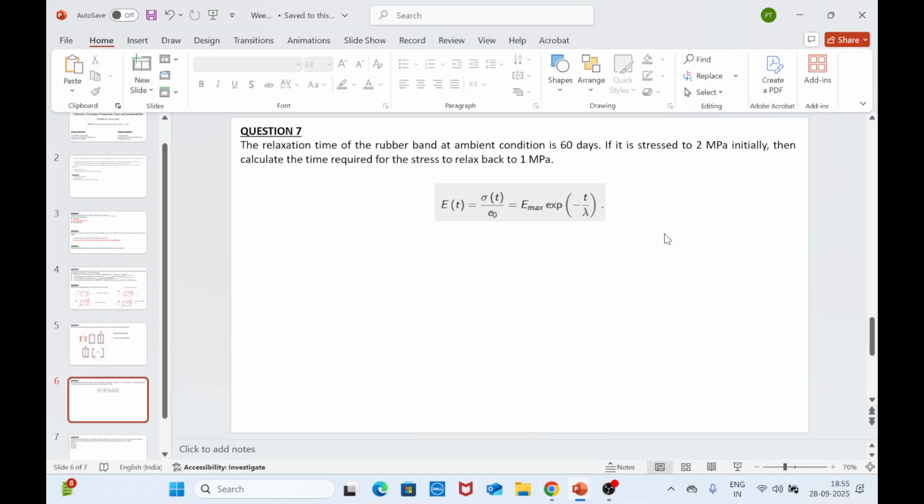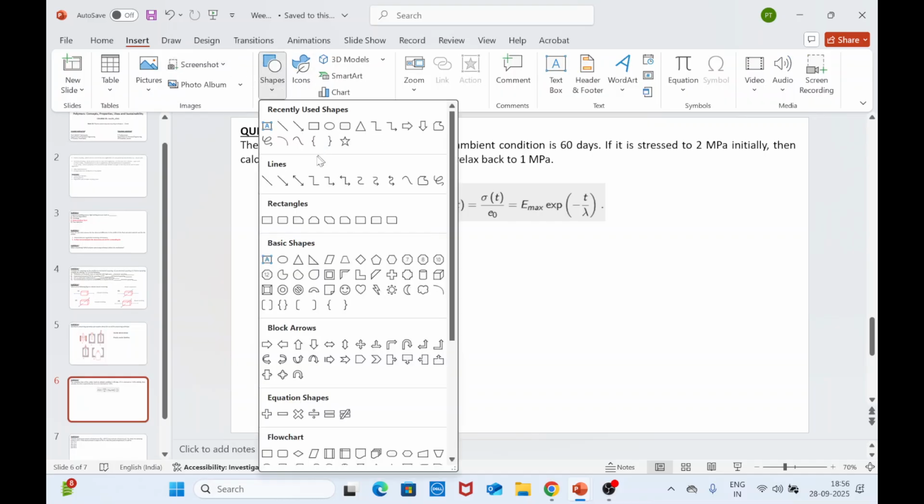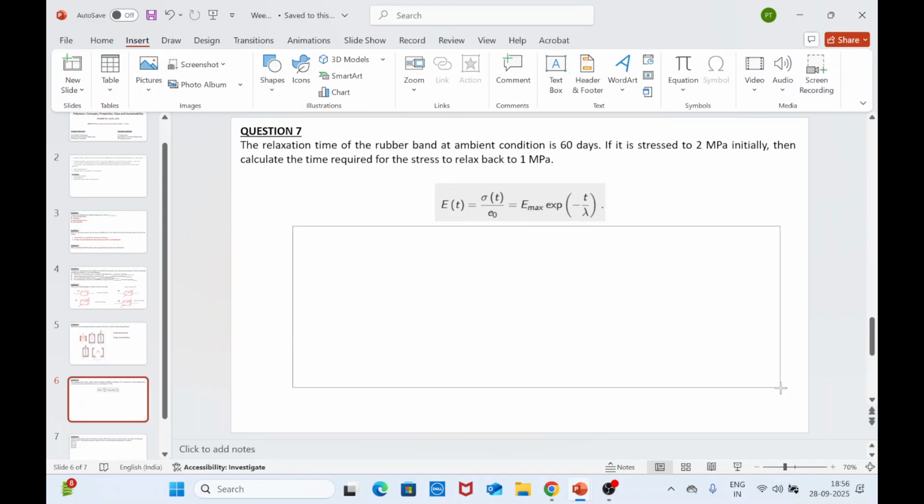Since here we are going to take that the strain applied is constant, and the stress is the only thing that is going to vary, Maxwell's model gives a good prediction for this question. So based on this equation for constant strain applied, let's try to calculate.